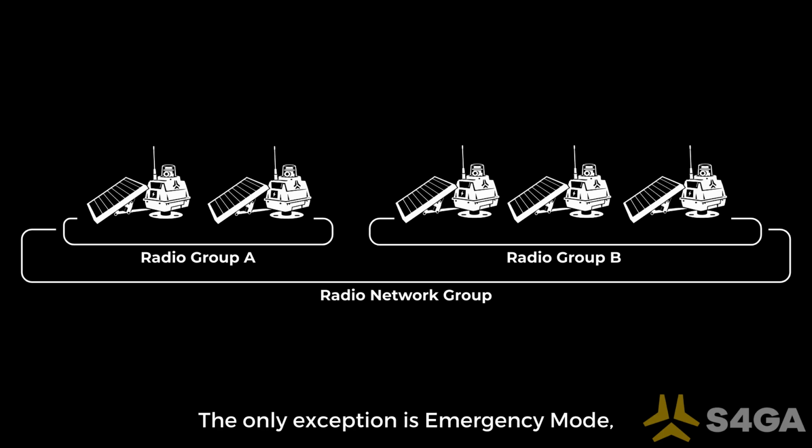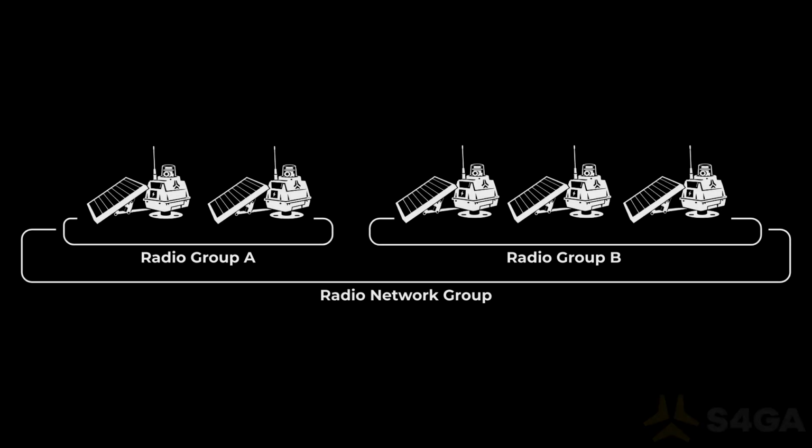The only exception is emergency mode, which propagates across the entire radio network. When the emergency switch is activated on any lighting unit, the emergency mode affects all groups simultaneously.